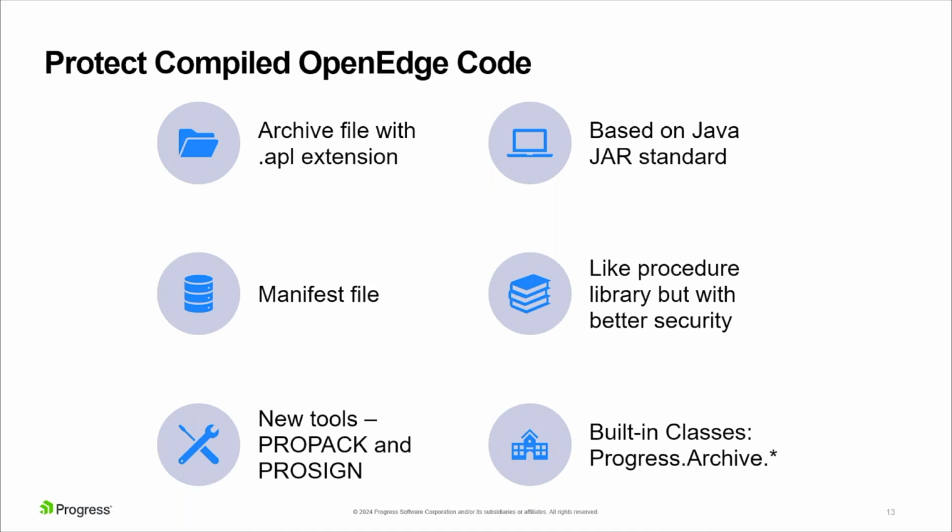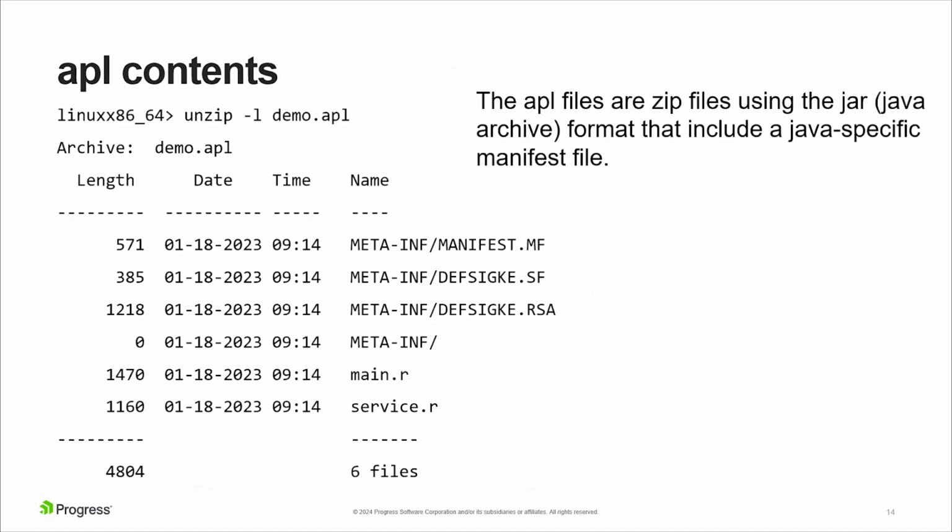Additionally, you can sign these so that if someone were to modify any of the R code in it, we would be able to pick that up since the signatures would not match anymore. As well, we have a handful of built-in classes, the progress.archive namespace, that give you some abilities to access information in your APL files. So let's take a look at what the APL contents are.